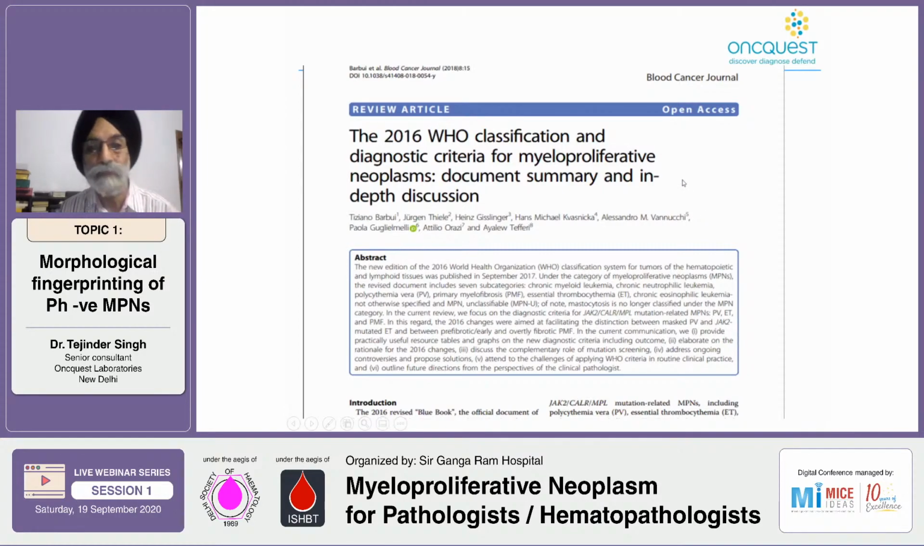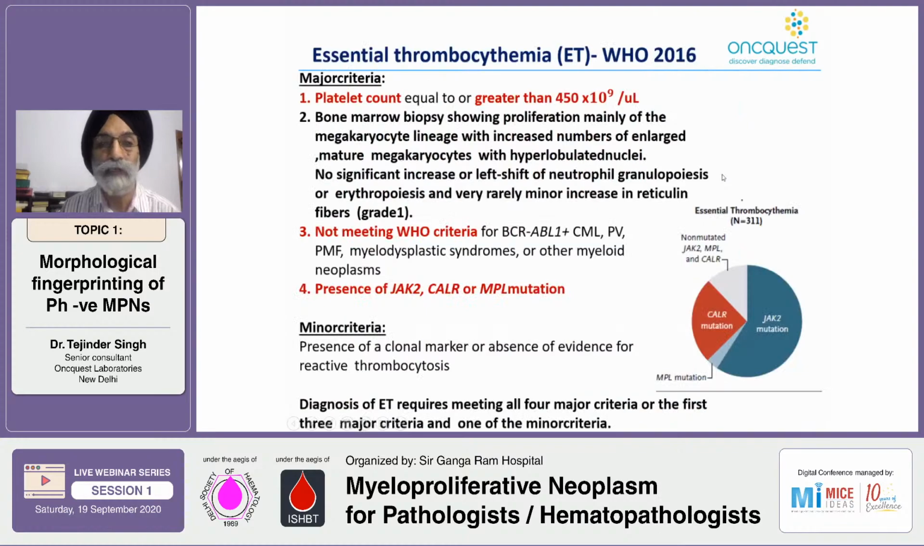diagnosis of various MPNs. Now, this is a review article by Barbui along with Professor Orazi and Professor Tefferi, where they have given the summary and in-depth discussion on the 2016 WHO classification and how it has helped in classifying the various myeloproliferative neoplasms. Now I'll take one by one, starting with ET, where we know that the platelet count should be more than 4.5 lakhs.